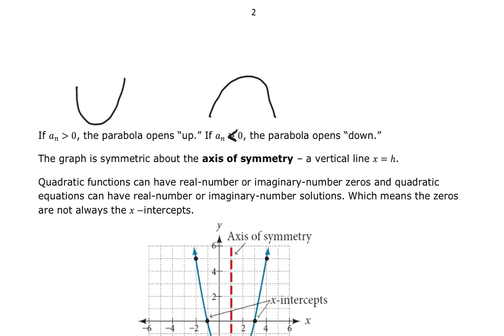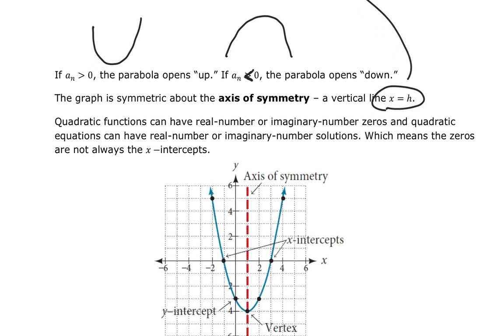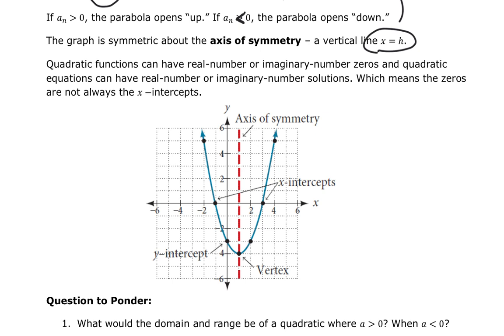The graph is symmetric about the axis of symmetry, and this vertical line is denoted as x equal to h, where again, h is from up here. You can see h is the x part of the vertex. Quadratics can have real number or imaginary number for zeros, and quadratic equations can have real number or imaginary numbers as solutions, which means the zeros may or may not be the x-intercepts.